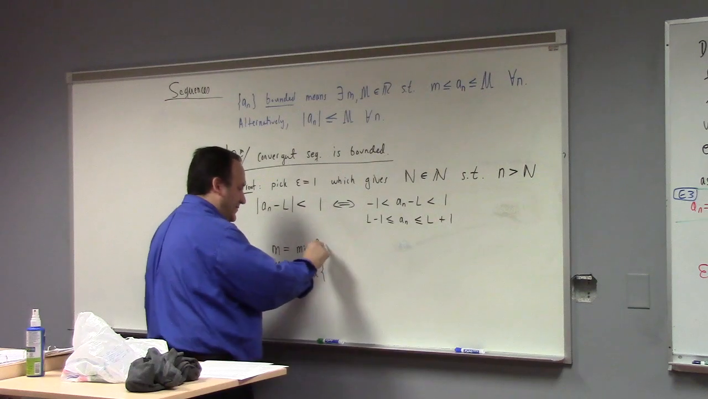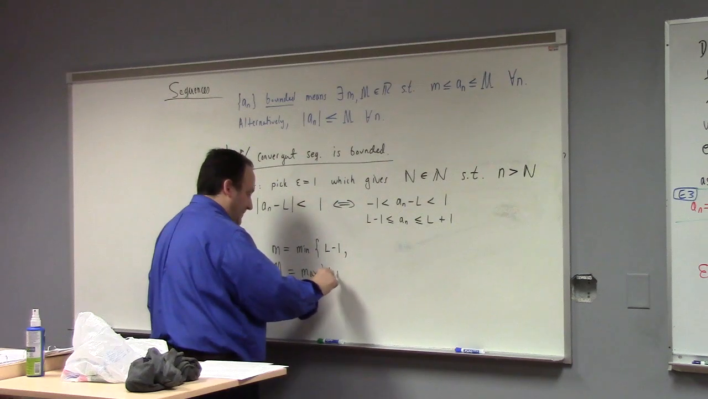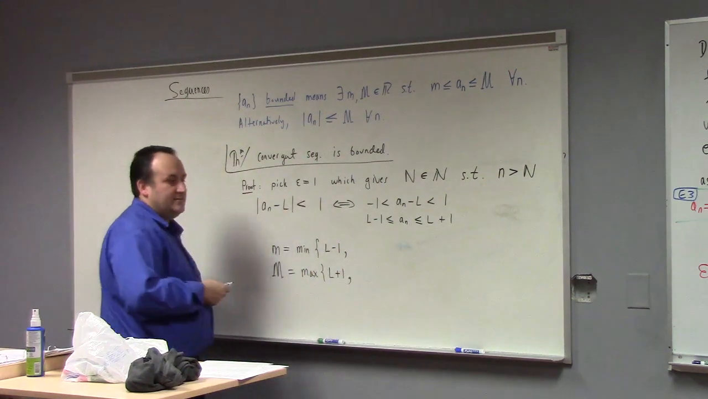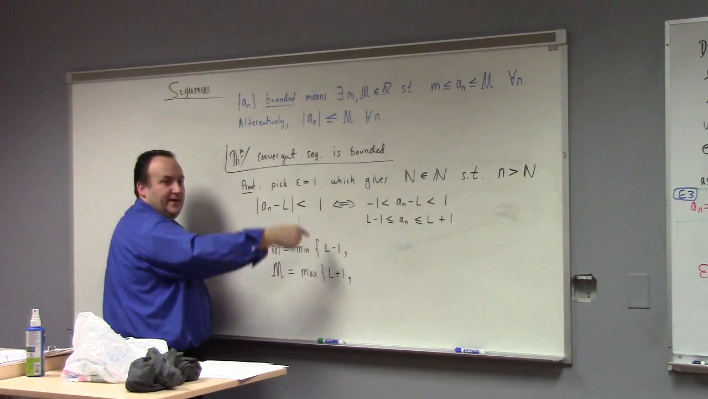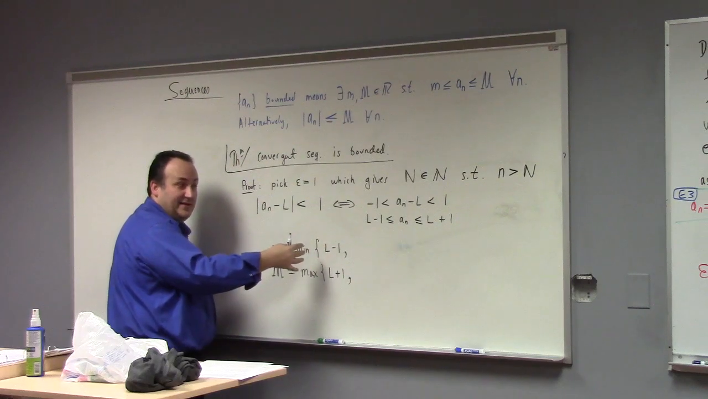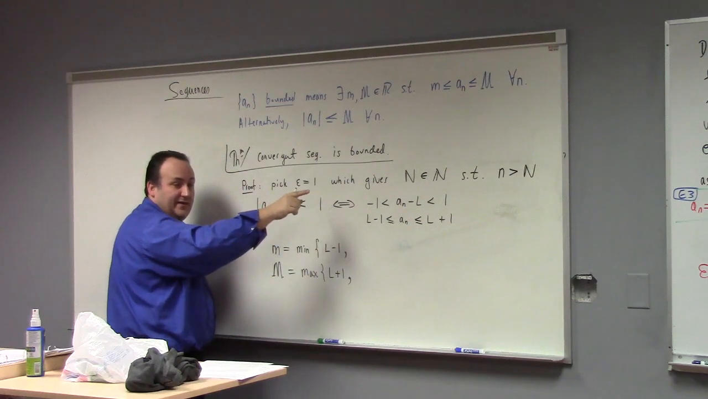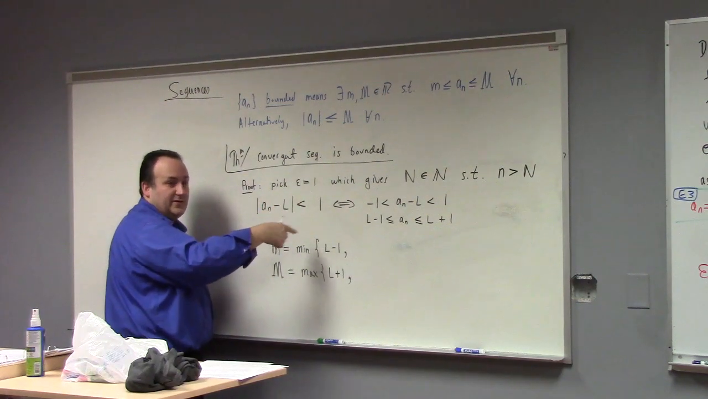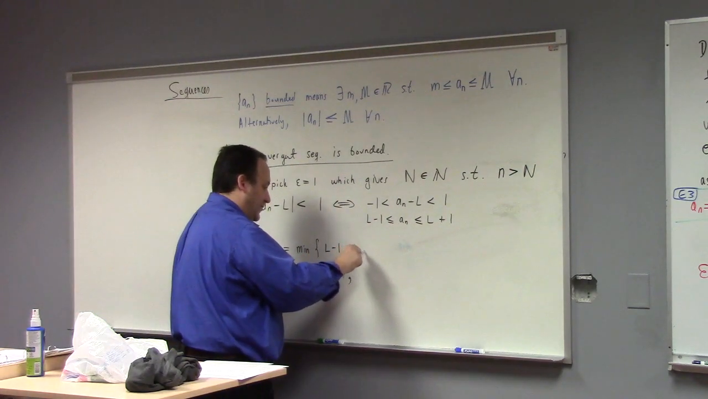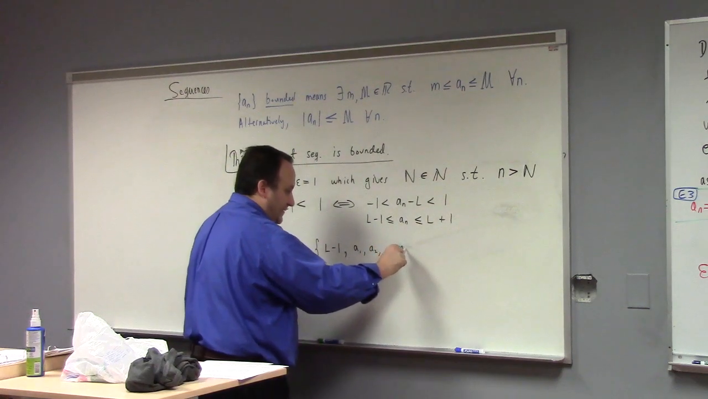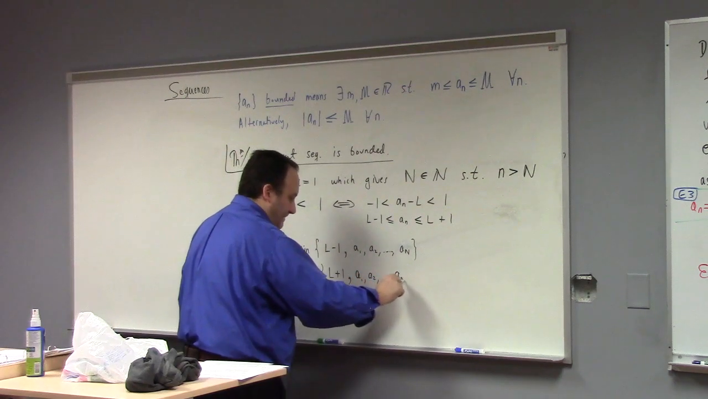So I'll start with the minimum. It can't be smaller than L minus 1, and it can't be bigger than L plus 1, except what? This is a good little m and big M, above and below the sequence, provided you're after capital N. But up till big N, you could have something smaller or bigger. So what do you do? You just throw them in. Like A1, A2, all the way out to AN.